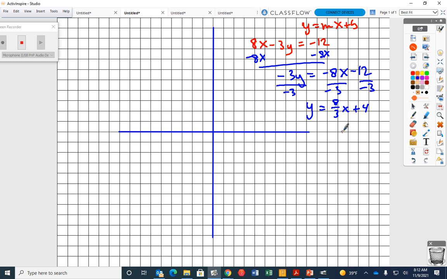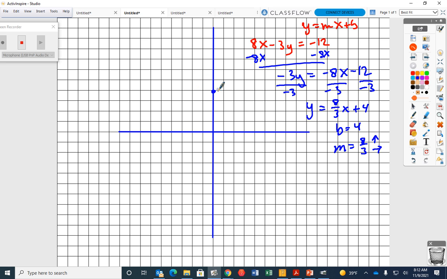Do I now have the ability to figure out my y-intercept and my slope? What's my y-intercept? 4. And what's my slope? 8 over 3. These are both positive, so that means I'm going to go up and over, right? And where do I start? Let's start with our y-intercept. Where's 4 at? Right there.